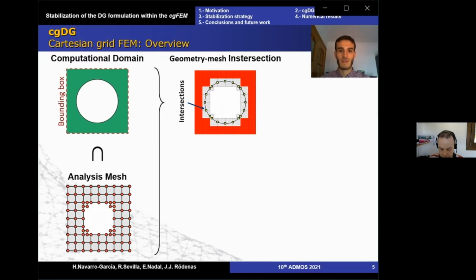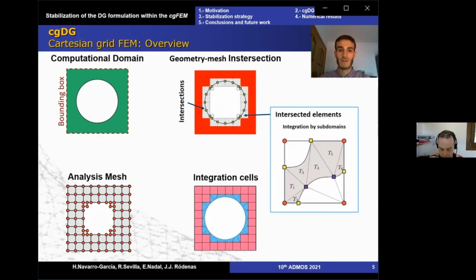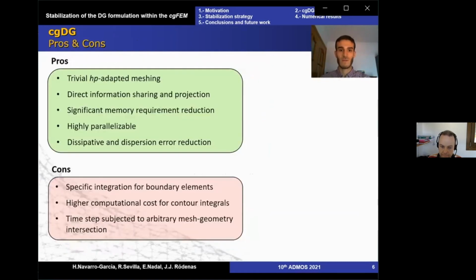The remaining elements are classified into internal elements that are treated as standard superparametric elements and intersected elements that are split into a set of cells that fit the geometry for integration purposes. The analysis mesh is used to define the approximate solution, while the integration mesh lets us appropriately capture the geometry. Here we present some advantages and drawbacks of the CGDG method.